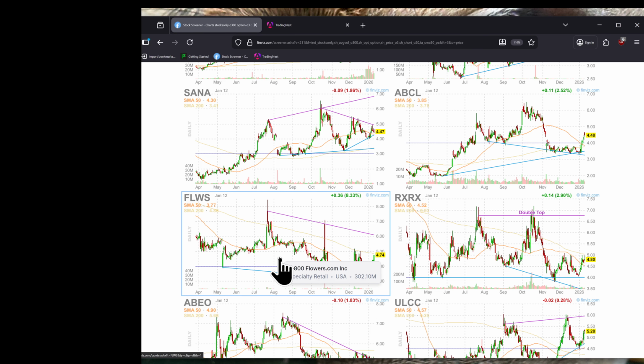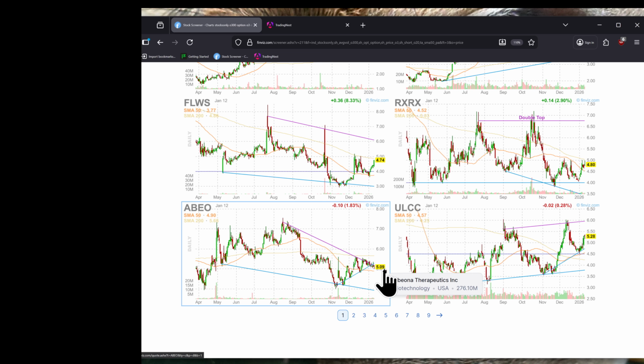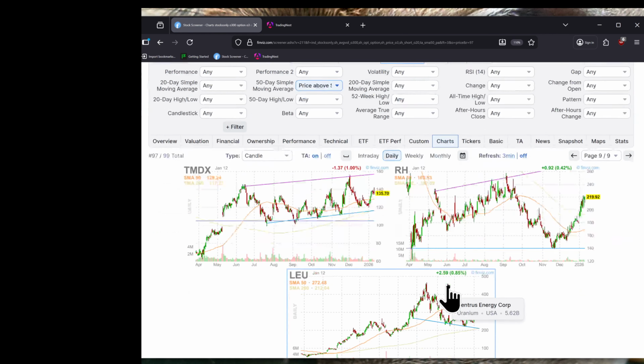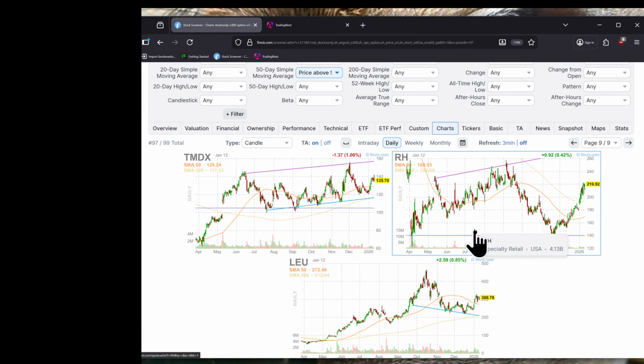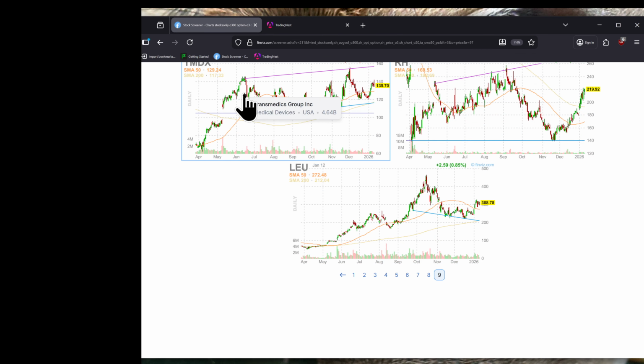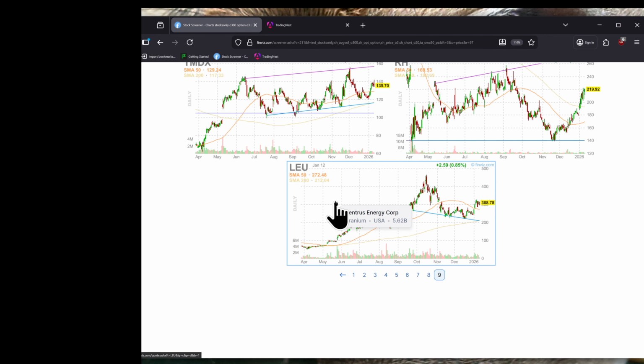And when you go through them, ABEO, there's another one. As you see in here, right there, that nice little tight pattern. Some of these have already had loose patterns. They've already gone up a lot. So when you go through it, literally 9 pages. Any of these look like you should be buying them today? TMDX looks okay. LEU looks okay. All I mean by that is they have a halfway constructive pattern.